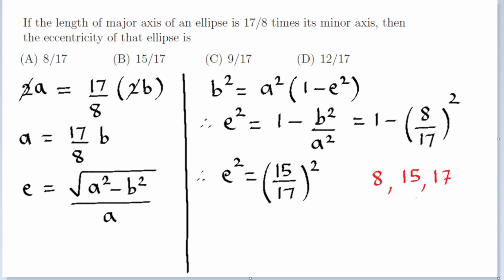So knowing these three numbers will be very helpful. Otherwise, of course, you have to do the calculation and then find the answer. So finally we'll get eccentricity as 15 by 17, right? So therefore option B is the correct answer to this question. Let's move on to the next question now.